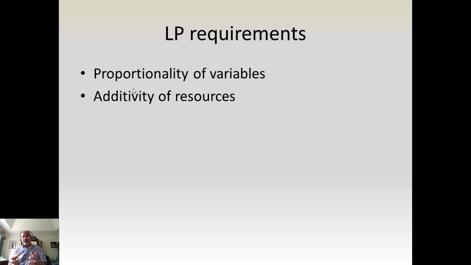Now, additivity is when you have resources needed by several decision variables, and they all can be added together. The base model requires 5 times x1 assembly hours, the XP model requires 6 times x2 assembly hours. Then we can add the two, and that will be the total requirement. So that is the additivity of resources.